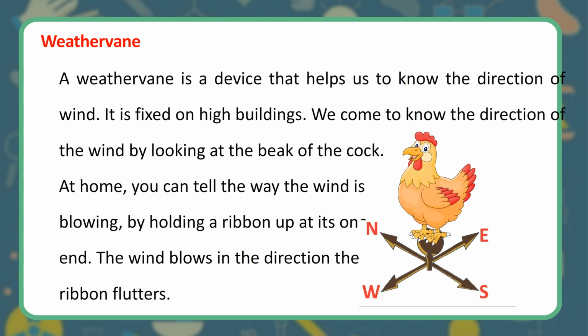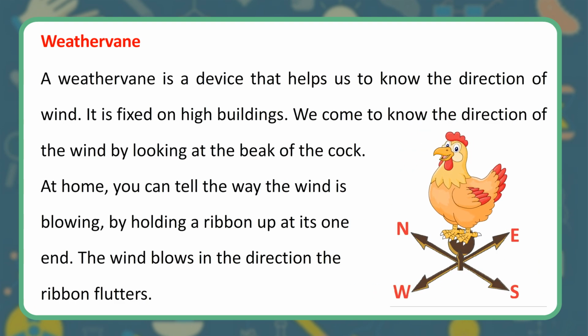Weather vane. A weather vane is a device that helps us to know the direction of wind. It is fixed on high buildings. We come to know the direction of the wind by looking at the beak of the cock. At home, you can tell the way the wind is blowing by holding a ribbon up at its one end. The wind blows in the direction the ribbon flutters.